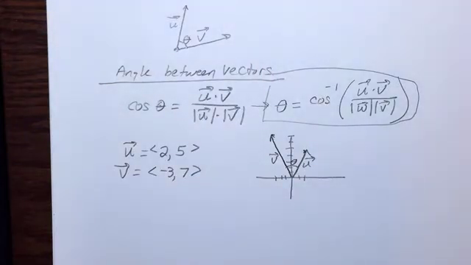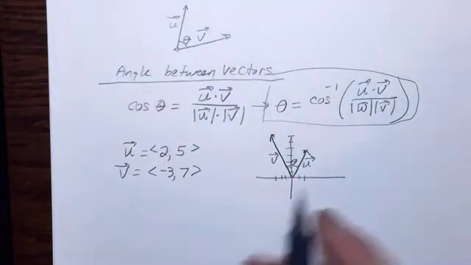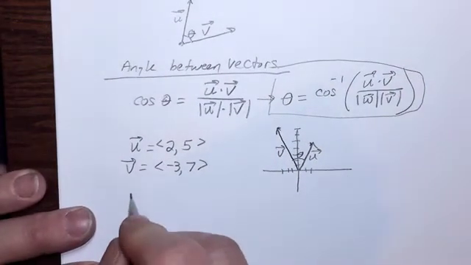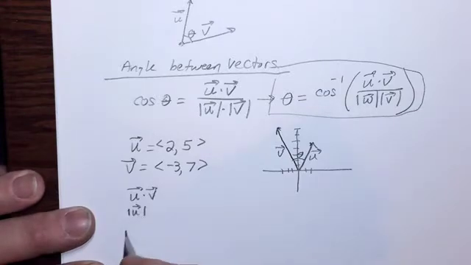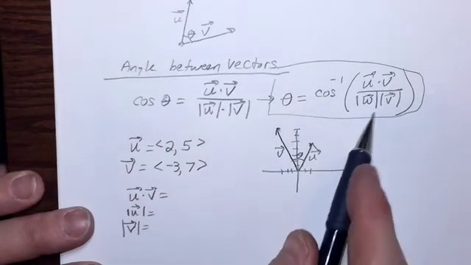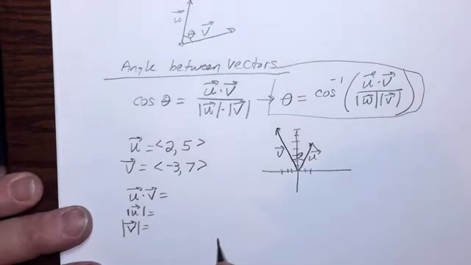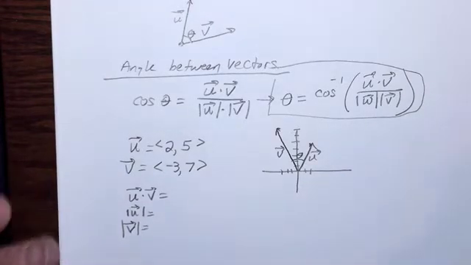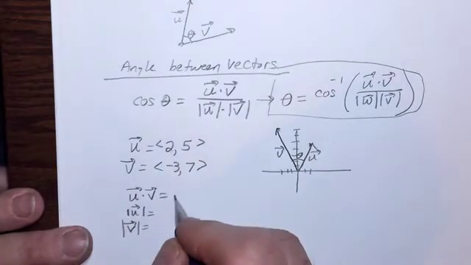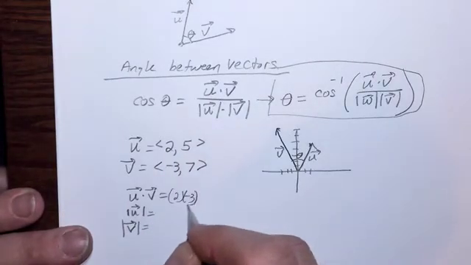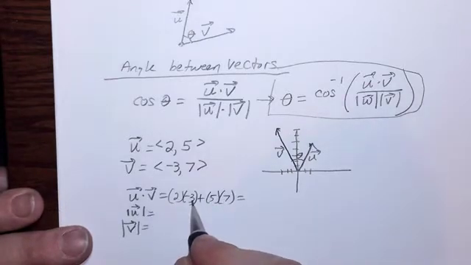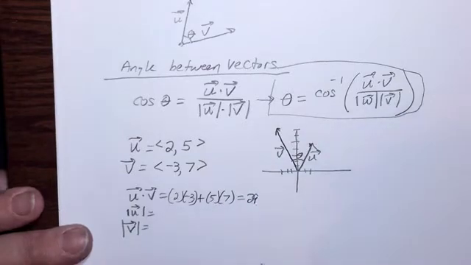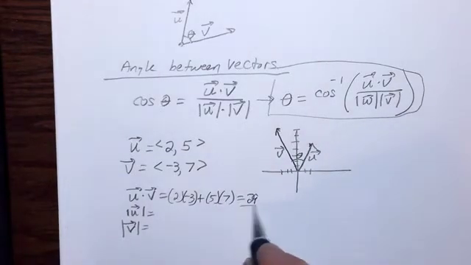And so what we've got to do is find three things. We have to find the dot product of u dot v, the magnitude of u, and the magnitude of v. Those are the three things we have to find, and we just plug them right in here and use the calculator to find out what that is. So if we do u dot v, remember, it's just 2 times negative 3 plus 5 times 7. So negative 6 plus 35, which is 29. So there's my dot product.